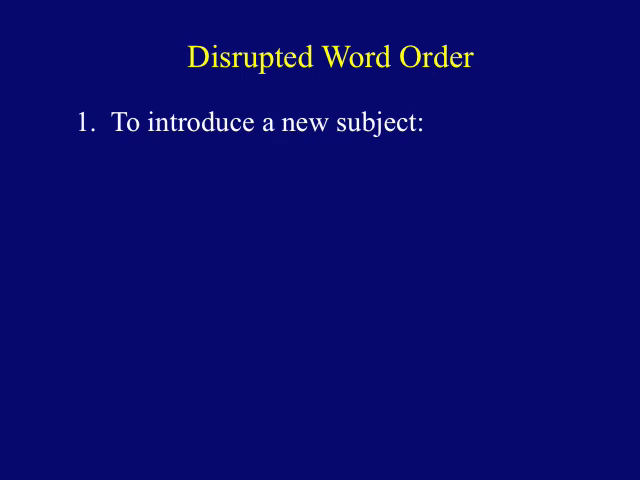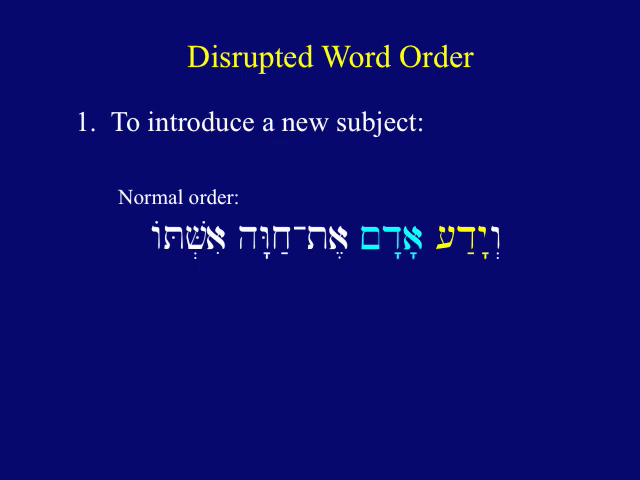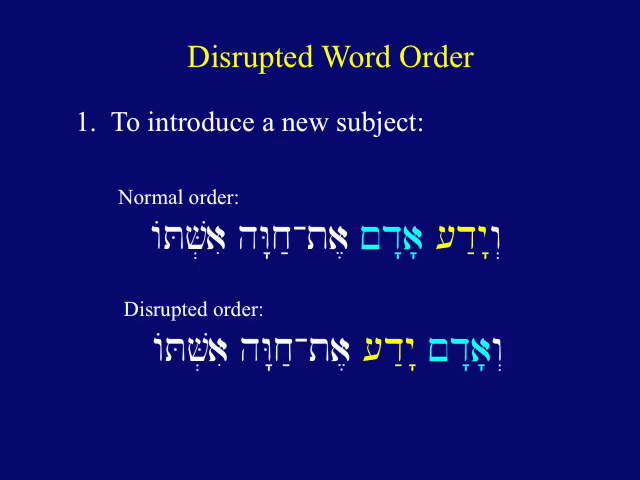Sometimes this word order is disrupted for rhetorical purposes. For instance, to introduce a new subject, a new state of affairs, a turning point in a narrative. We might expect, V'yada Adam et Chava ishto, that is, Adam knew Eve, his wife. But the Bible gives us, V'adam yada et Chava ishto. Now Adam knew Eve, his wife. A turning point in the narrative, a new paragraph, if you will.